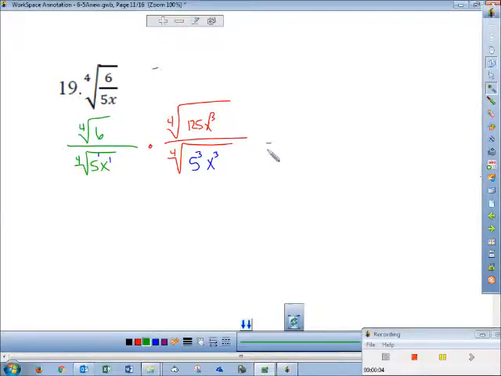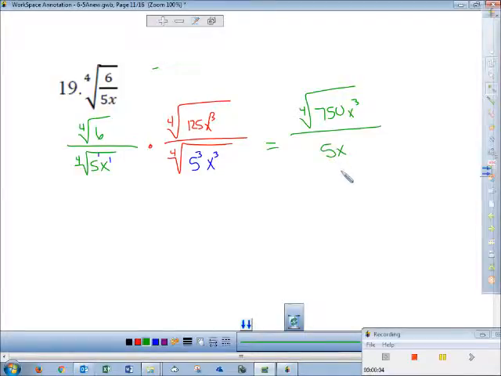And now to multiply those together, I've got to take 6 times 5, so I can punch that in my calculator. 6 times 125 is 750, so the fourth root of 750 x cubed over nothing but the base, 5x, baby, 5x.